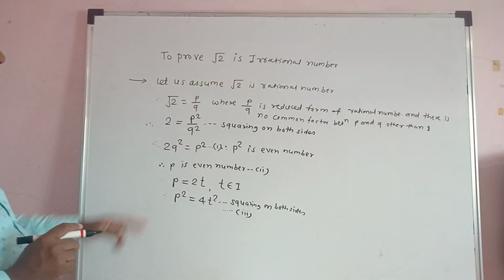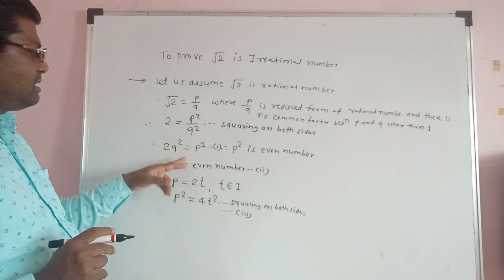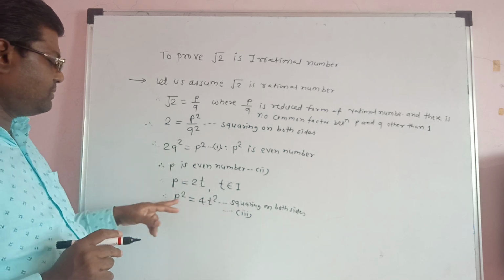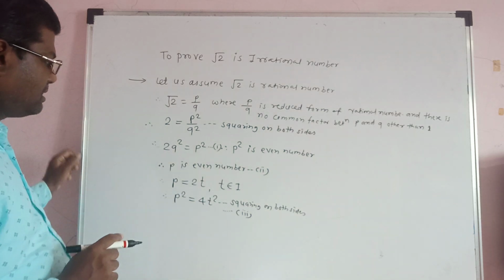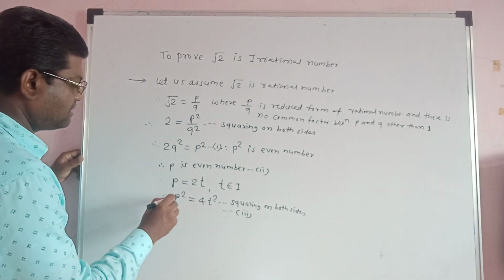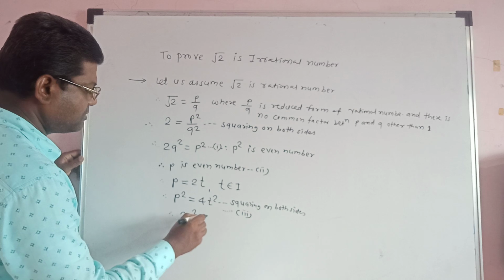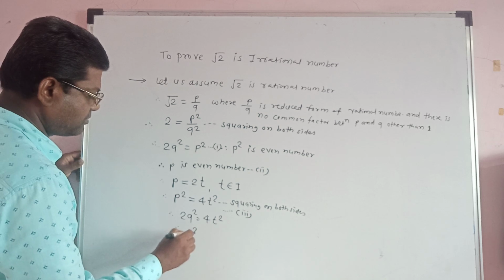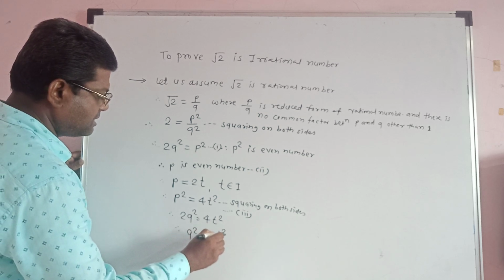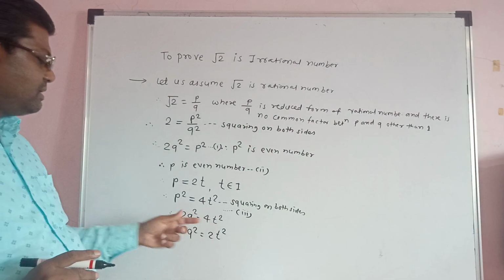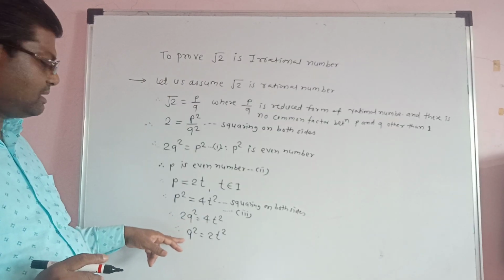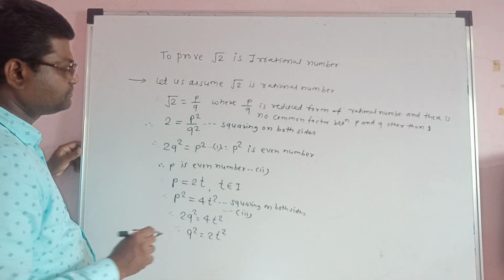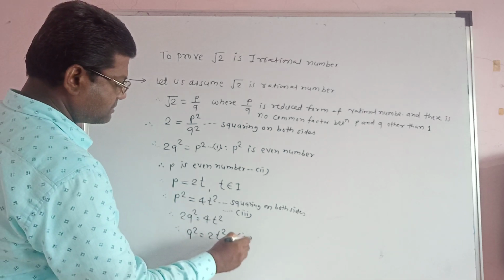Now let us see equation 1 and equation 3. In equation 1, p square is equal to 2q square, and in equation 3, p square is equal to 4t square. Therefore, we can write 2q square is equal to 4t square. Therefore, we write q square is equal to 2 into t square. Divide both the sides by 2. 2q square upon 2 is q square, and 4t square upon 2 is 2t square. Let this be equation number 4.